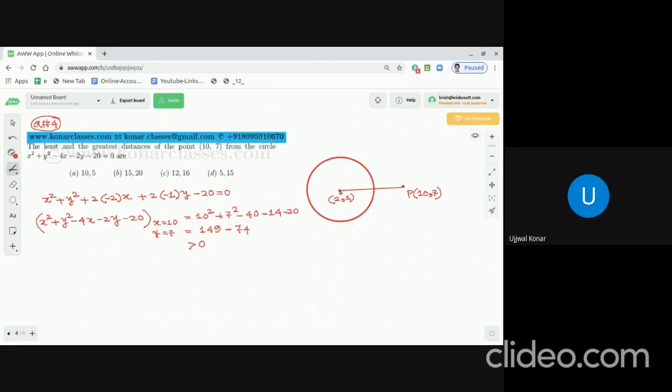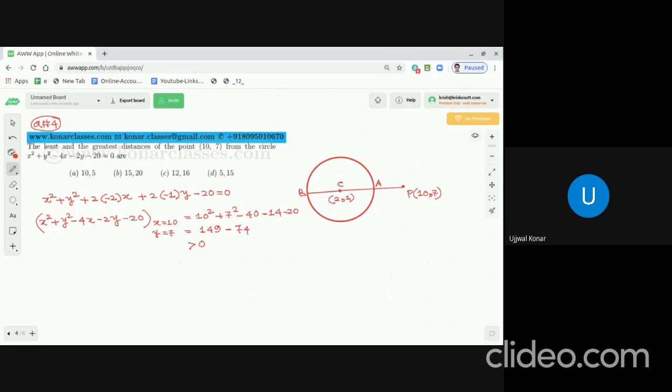If we extend that line, suppose C is the center, and A is the point here and B is the point here, the greatest distance should be BP, and the least distance should be AP. So how to find it out?